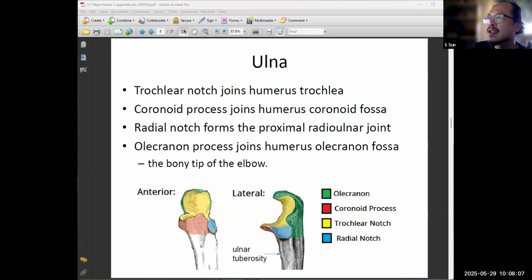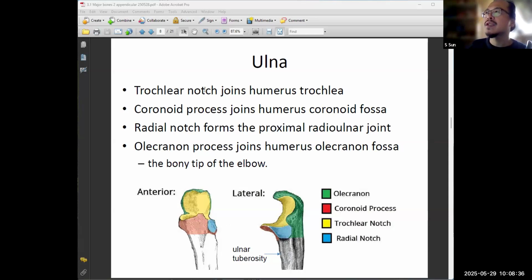Yeah. So here is the olecranon. This one is the trochlear notch. Here we have the cartilage to make this space very smooth. Here is the radial notch. This one attaches to the radius, the other bone. So that's that. This process is called the coronoid process.